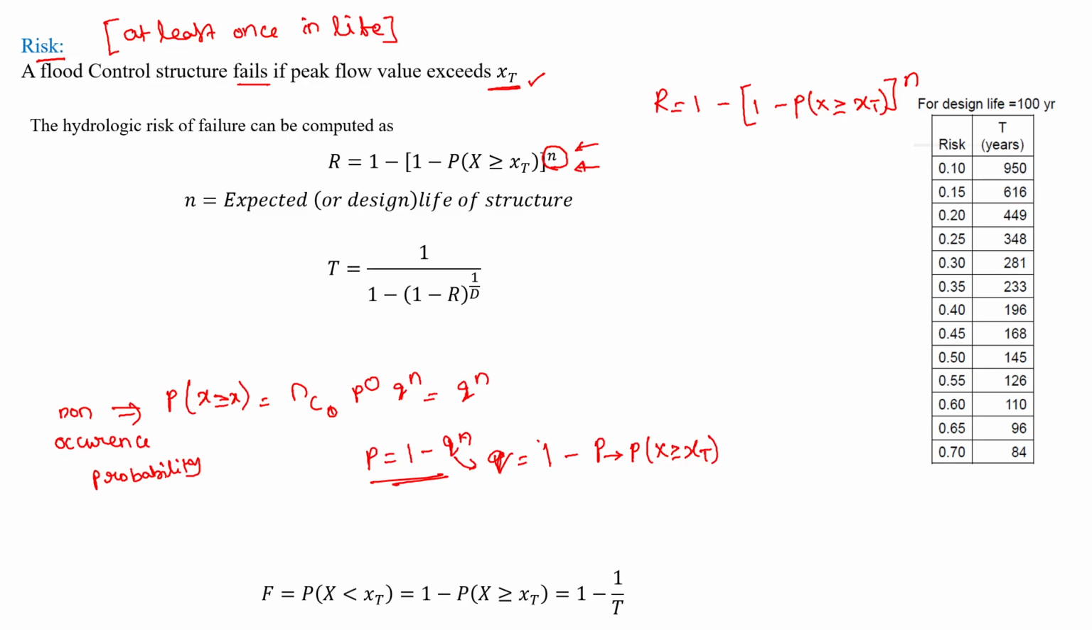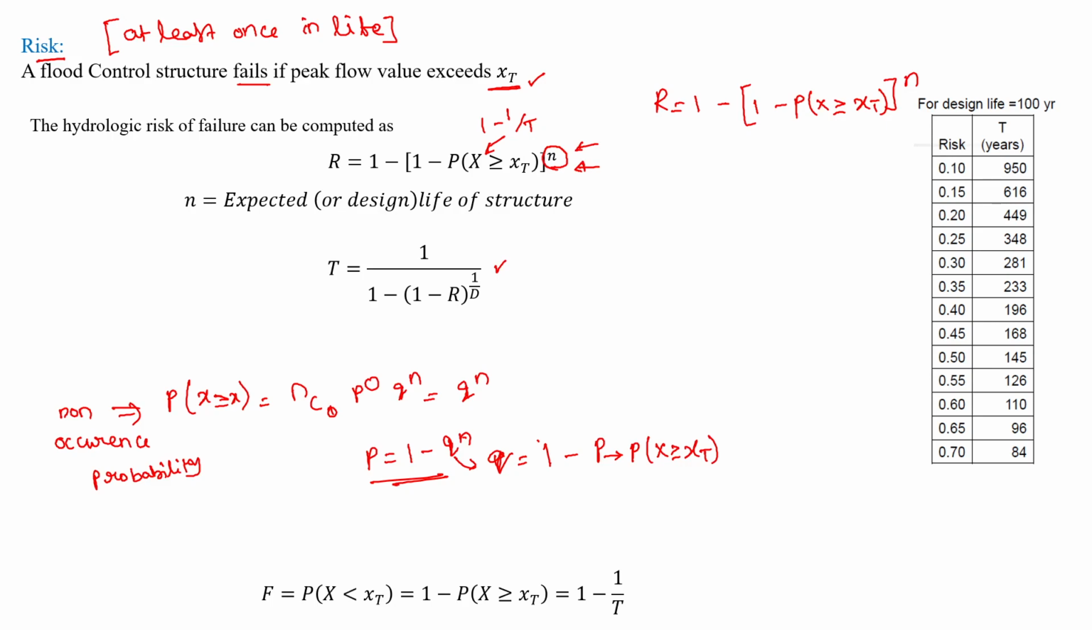Suppose we know that p is 1 by t, so 1 minus 1 by t. We can reshuffle these terms and get t equal to 1 by 1 minus (1 minus r) whole power 1 by n. So just remember these two formulas, it will be sufficient for your exam.